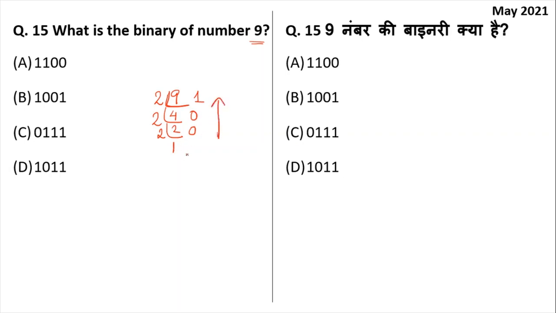So the answer will be 1, 0, 0, 1, okay? And not the opposite. It will not be the opposite. So here the answer is option B, 1001. When you are converting decimal to binary, just write the number, keep on dividing it by 2, write the quotient here and the remainder at the side. While answering, write it in reverse order. From the bottom, go upwards and you will get the answer. Decimal to binary is very simple.